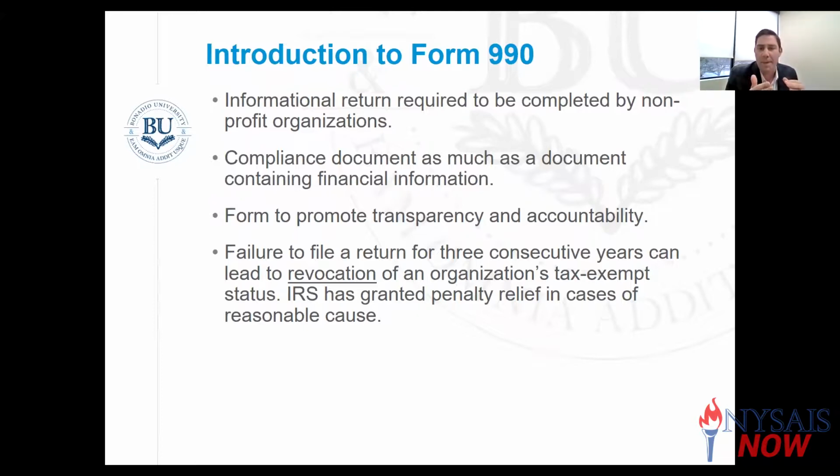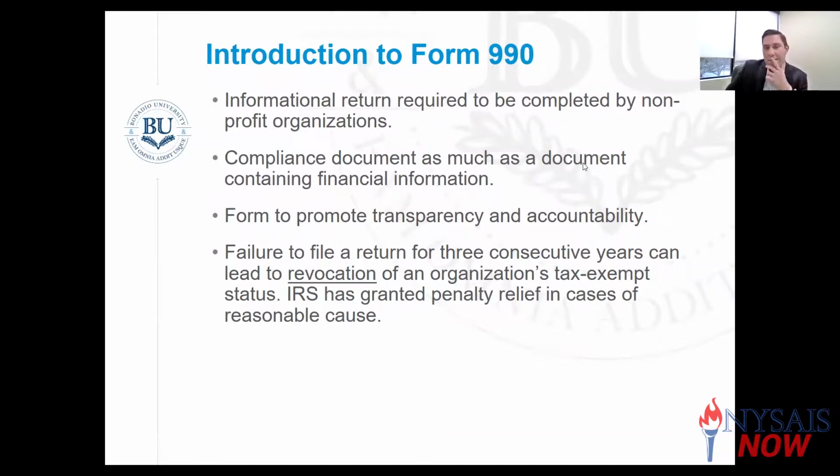But even more, if there are three consecutive years where the 990 isn't filed on time or inaccurately, an organization can really lose their tax-exempt status. This is obviously the worst penalty that the IRS could grant, and we have seen this happen. So it is important, but ultimately, it's really there for transparency. It's really there to keep the organization from abusing its tax-exempt status that was set up years ago by the IRS.